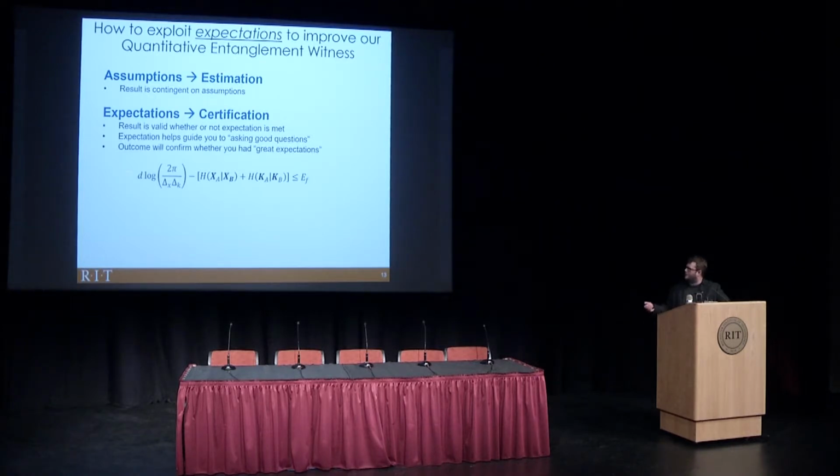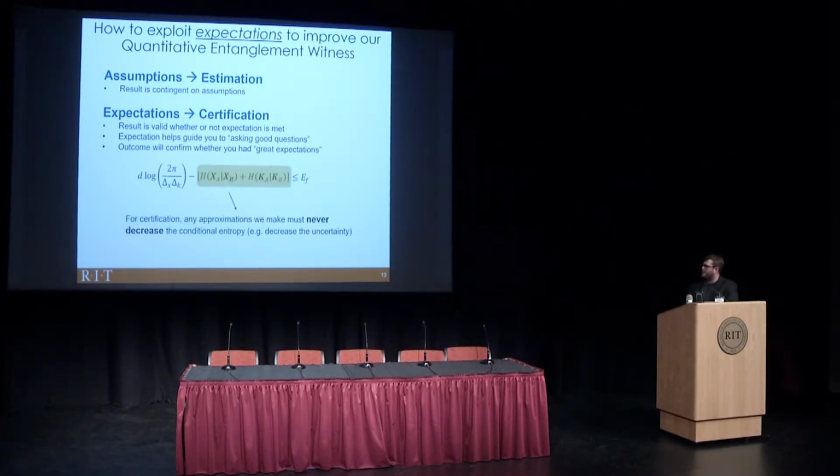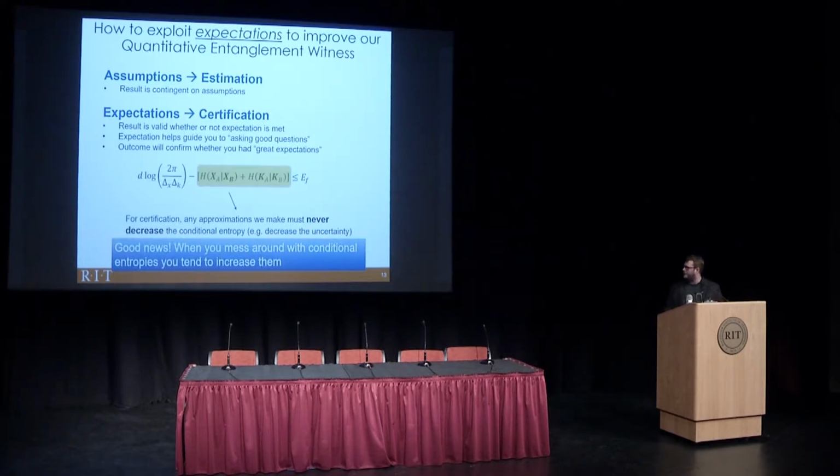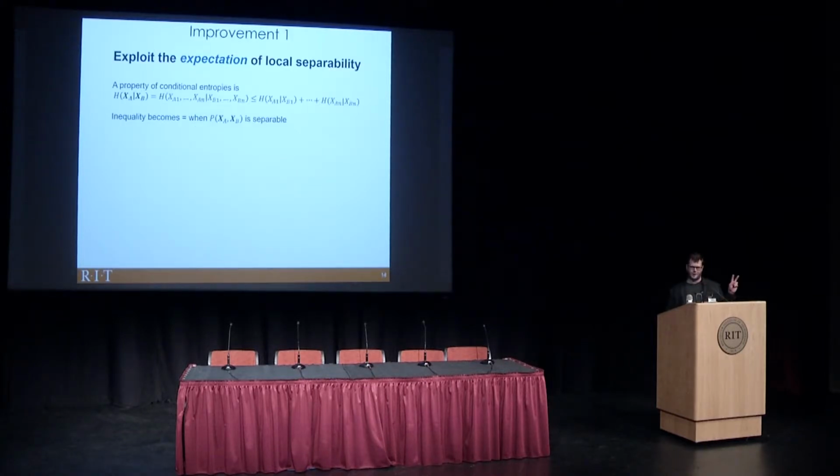So here's our inequality from before that bounds our EBITs. And we want to go to work on these conditional entropies that we're getting from our measurements. And if we make any approximations or changes or tweaks or whatever, we got to make sure that they never make that number smaller. Fortunately, good news, when you screw around with entropies, or conditional entropies anyway, you tend to make them bigger. So this is another reason why this information theoretic approach is really good, because you can start doing these things and have these guarantees that you're not going to accidentally tell someone they have more entanglement than they really have.